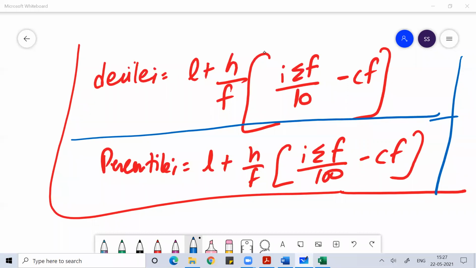So we'll do this much in today's class. We have discussed the family of partition values, either it's median or quartile or decile or percentile, their calculation, and the basic understanding in this class.